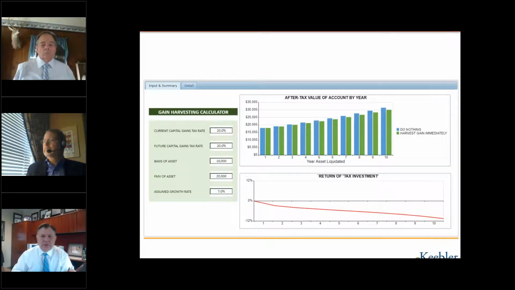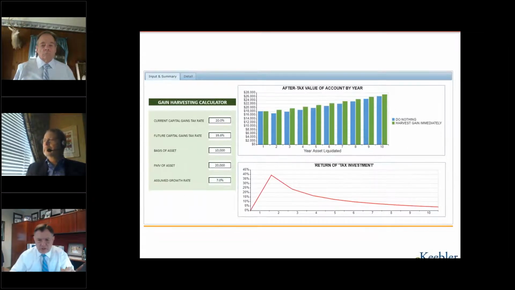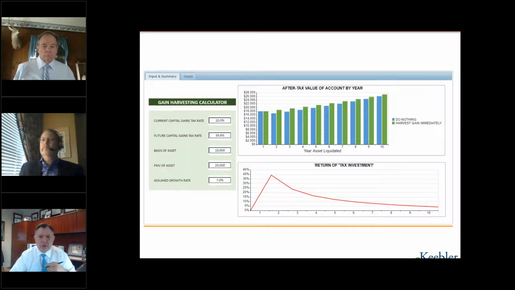But look at the next page. This is crazy. If the rate jumps from 20 to 39.6, it says we should be selling in December of 2020. And unfortunately, we're not going to know this till that Georgia Senate race is over on January 5th. It puts you in a terrible spot because it'd be easier for clients to say, okay, I have the courage to do this, because it takes courage to pay a tax way before it's due.